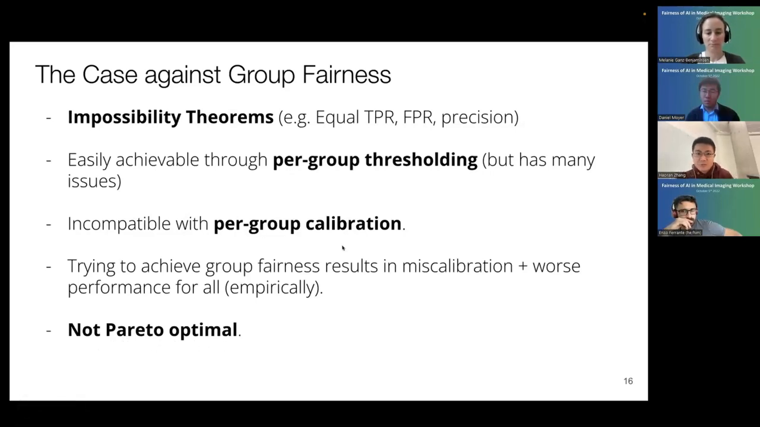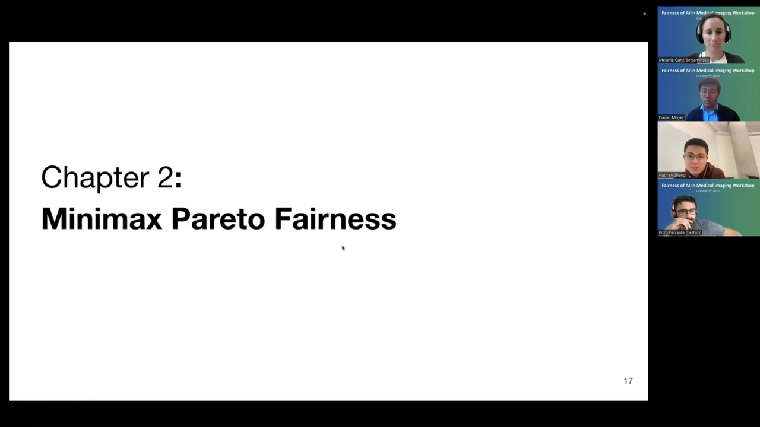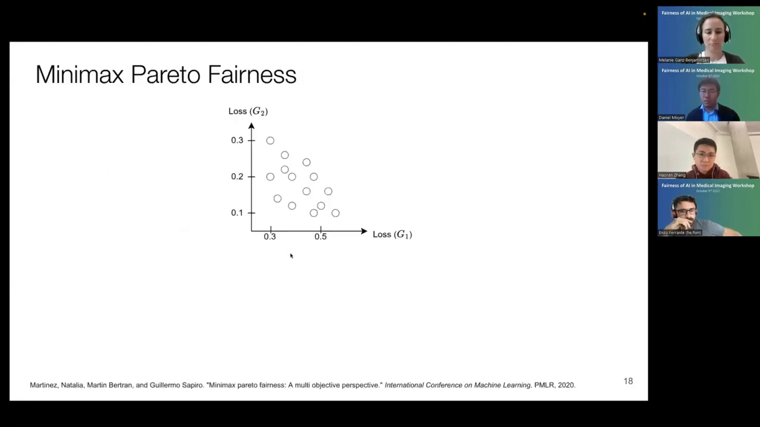Okay, so if group fairness is not the way to go, then what is the way to go? I'm going to argue that a better definition of fairness is minimax Pareto fairness. So what is minimax Pareto fairness? Well, first, let's define the word Pareto. What does it mean for a model to be Pareto optimal? The idea is that we train a grid of models. Let's say we vary the hyperparameters, architecture, learning rate, and maybe even the loss function, and we plot the loss of group 1 and the loss of group 2 in this plot.